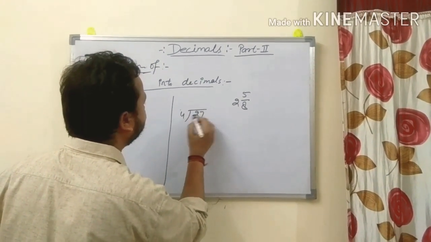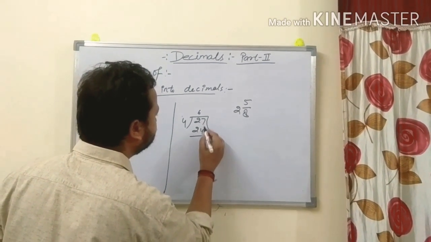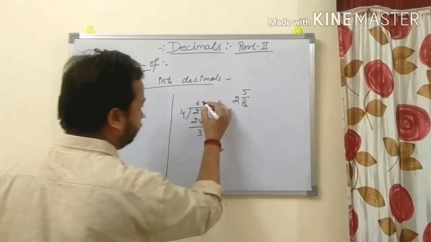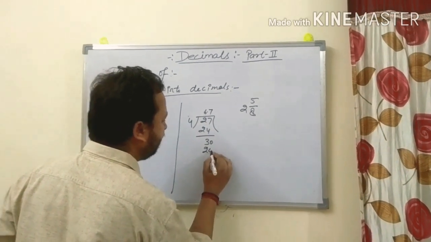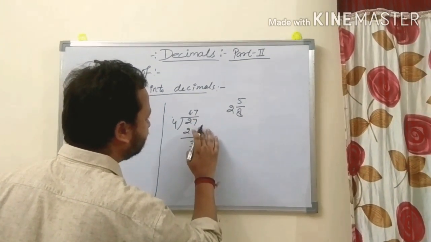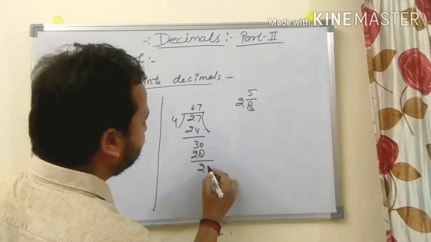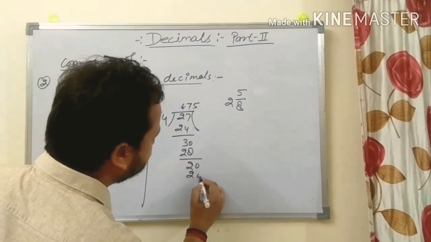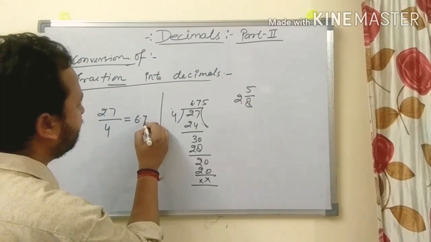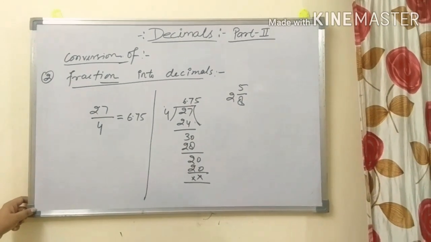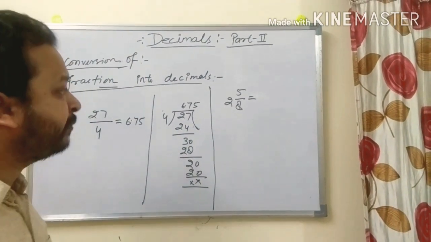27 is divided by 4. 4 sixes are 24. 3 remains, put a decimal here, put 0 here. 4 sevens are 28, right? 2 remains, then again put 0 here. 4 fives are 20, right? So in decimal you can write it as 6.75, right?